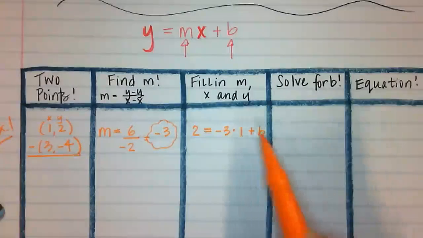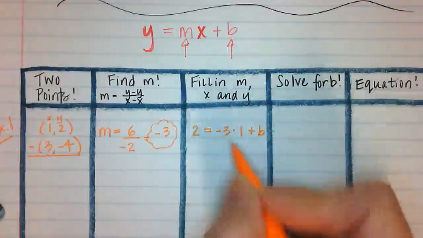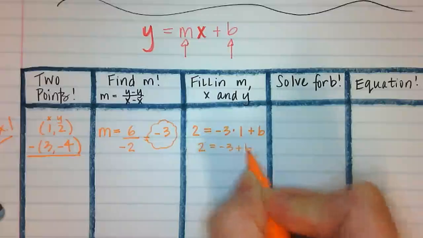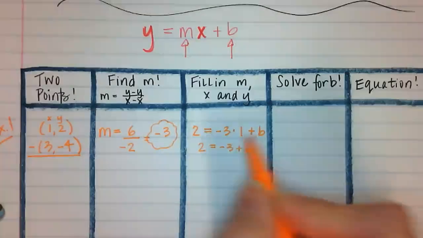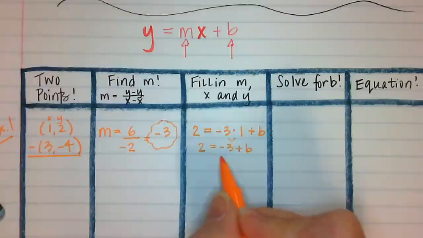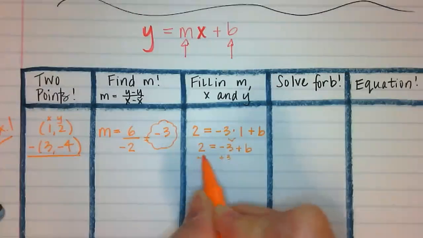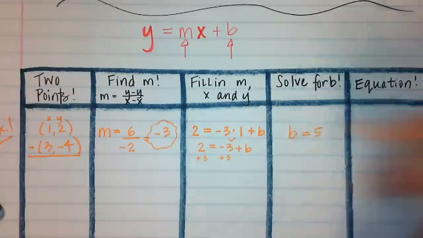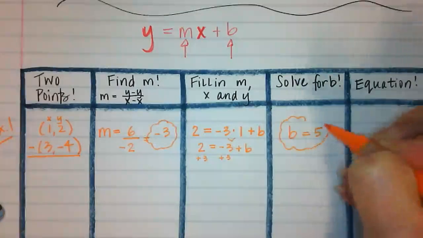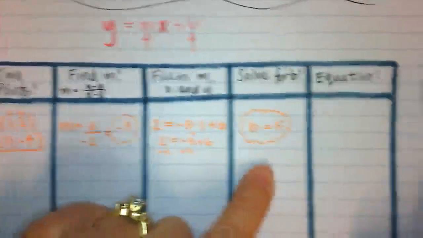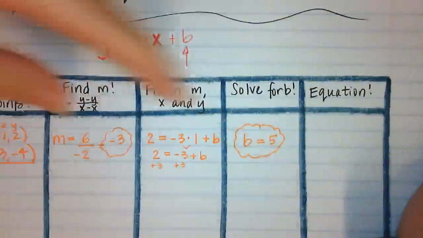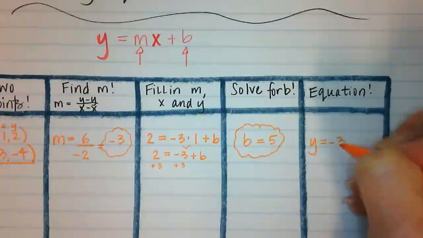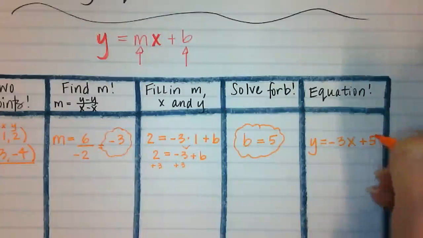Now we need to go through and solve this for b. So this would be 2 equals negative 3 plus b. I multiplied those together there. Then we need to add 3 to both sides, so it looks like b equals 5. So we're done with this step. Now the last thing we need to do is write the equation filling in the m and the b. So y equals mx plus b, and we're done.